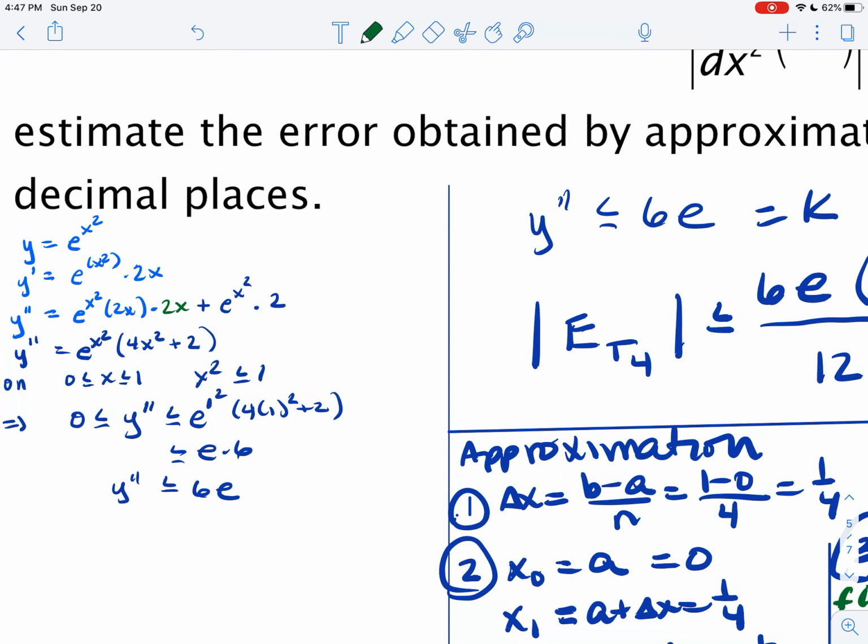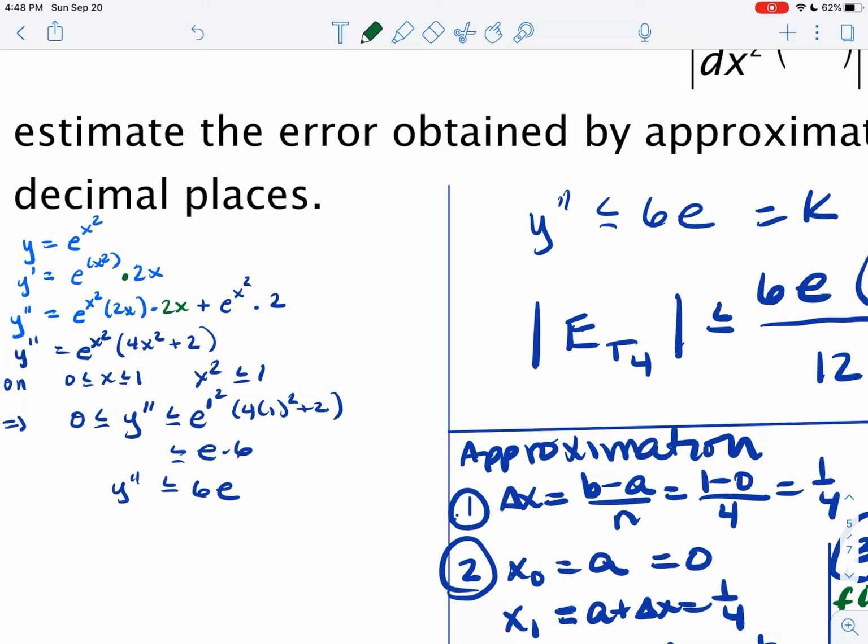Here's how. With e to the x squared, I'm going to take the first derivative, and the first derivative uses the chain rule. So it's e evaluated at x squared times the derivative of the inside. That turns into a product. So when I take the second derivative, I must use the product rule.